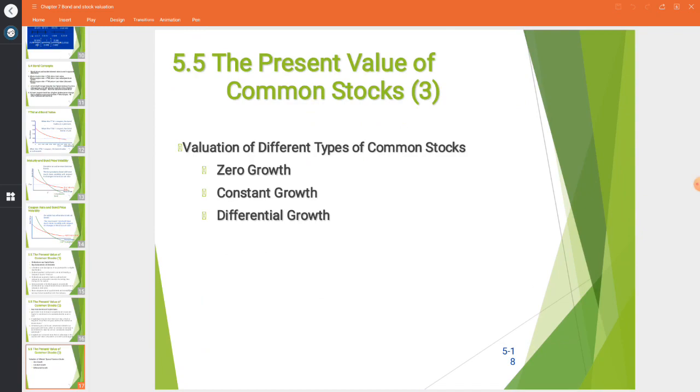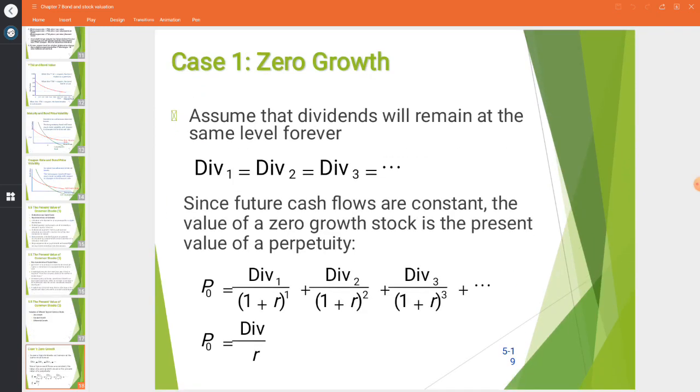We have zero growth, constant growth, and differential growth. Let us start with the first case, the zero growth case of common stocks. It assumes that dividends will remain at the same level forever. That is, there is no growth in the amount of dividends that we are going to pay for a specific asset.